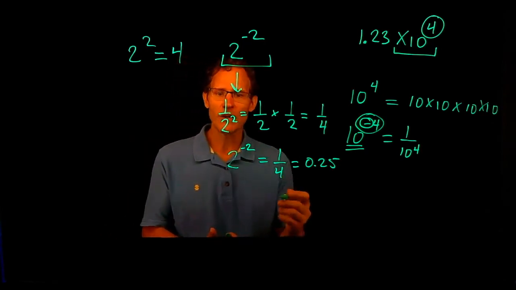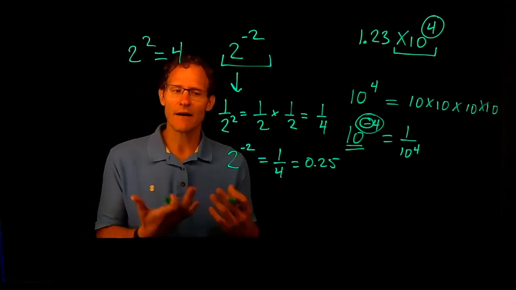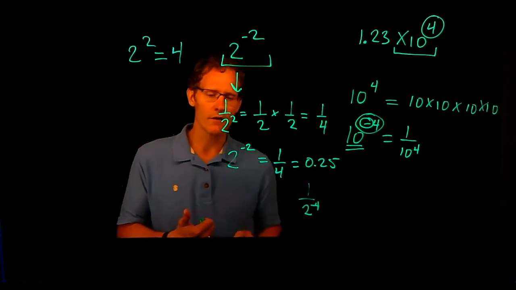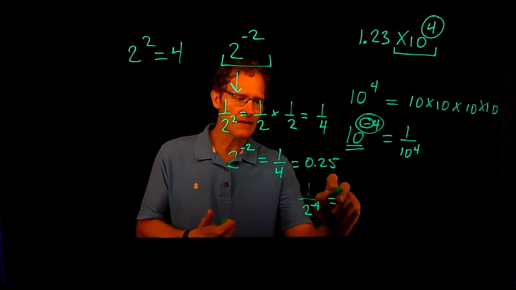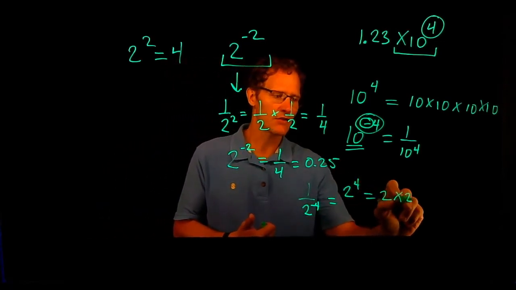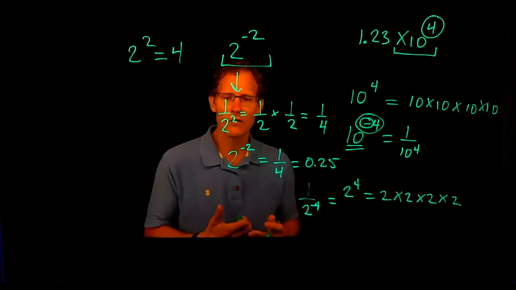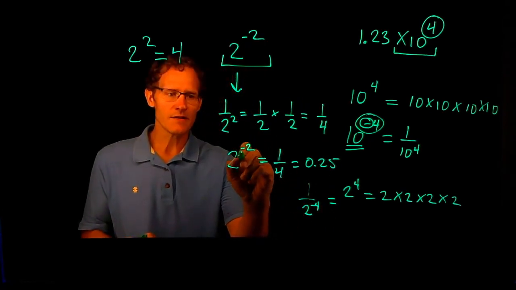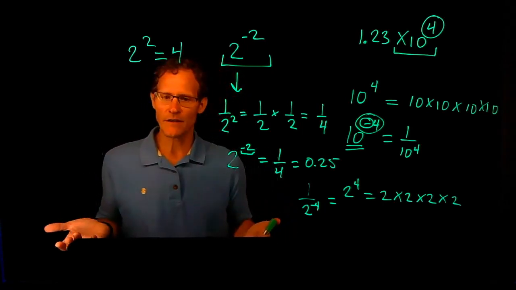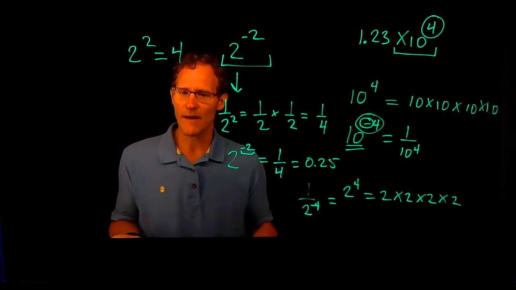In a similar way, we can also think about these if the negative power is on the bottom, right? So if I have 1 over 2 to the negative fourth, this is the same as 2 to the fourth. Okay, so this would be 2 times 2 times 2 times 2. Okay, so it's fairly straightforward as long as you understand what that negative sign means. In the next several videos, we'll explore how to do calculations with these orders of magnitude, with these exponents.